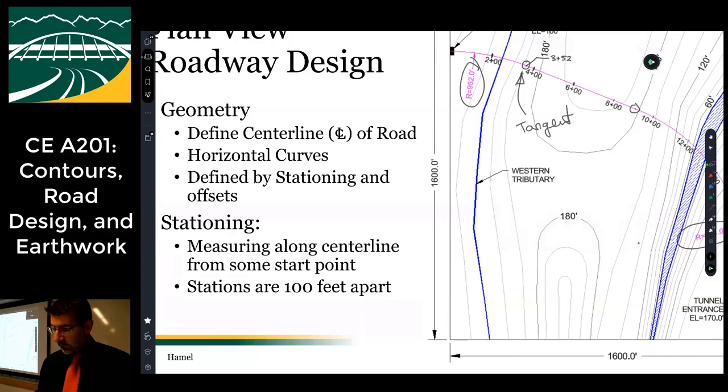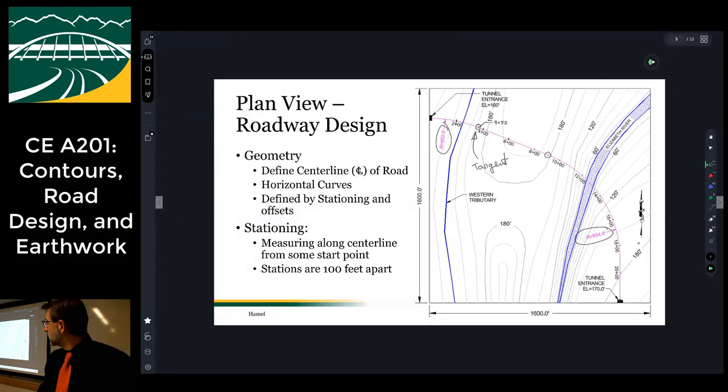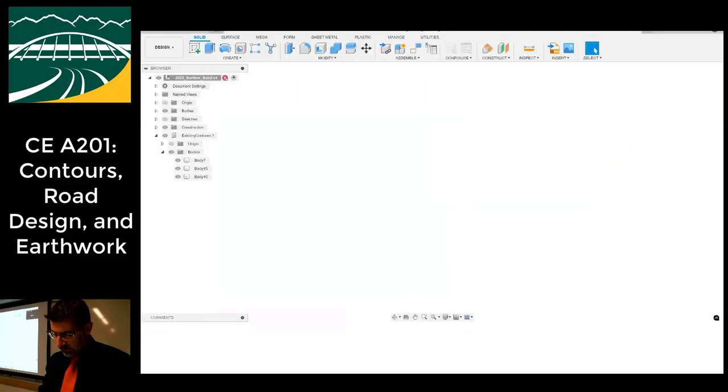Obviously, in other countries, they do it in meters, right? And that works out nicely because it's in kilometers at some point, and we have to deal with feet and miles. So that's how we define a road in the plan dimension, right?